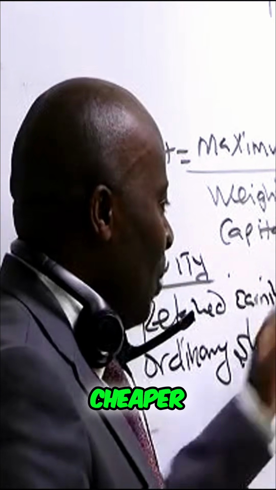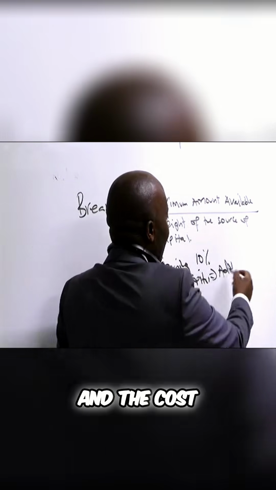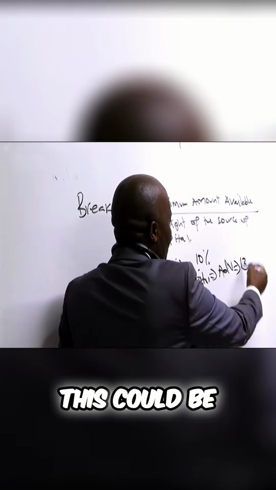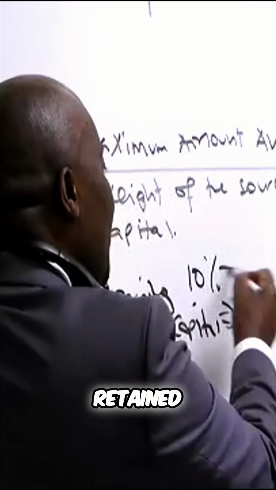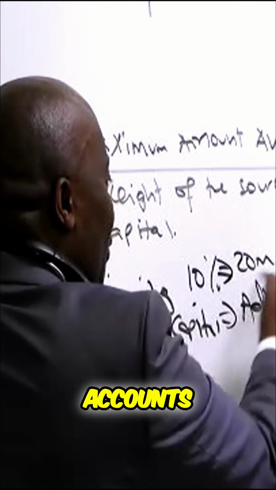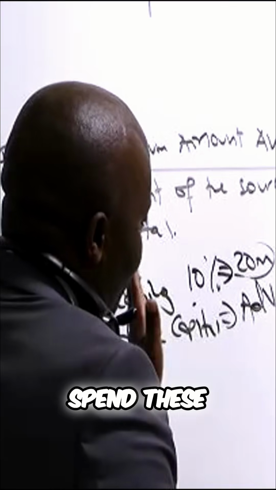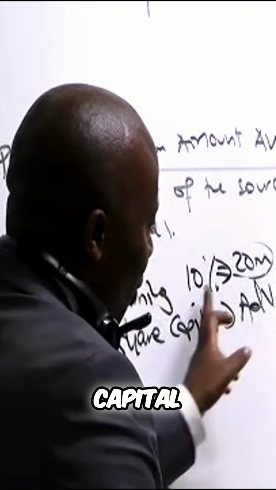So this is normally cheaper. So assuming that you calculate the cost of this, and you get like 10%. The cost of this, of course, cannot be very far away. So maybe this could be like 13%. So if the retained earnings you have in the bank accounts are 20 million, it means that you will be able to spend these retained earnings up to 20 million. At what cost of capital?